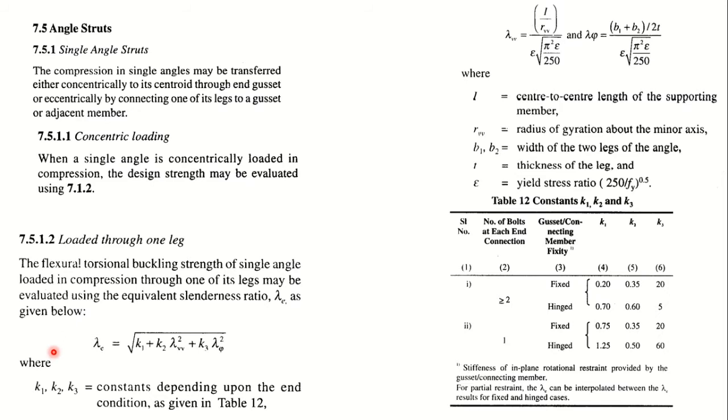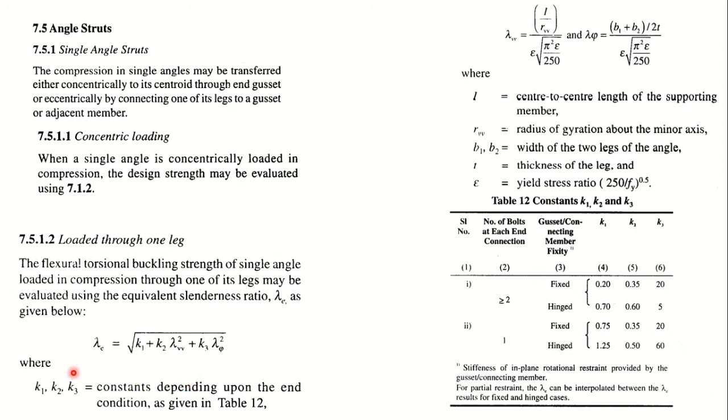So k1, k2, k3 have been given in Table 12 of the code. These mainly depend on the end connection, the number of bolts provided at the ends, and also on the fixity condition. The fixity condition is expressed as fully fixed or hinged, and the number of bolts may be more than or equal to 2, or a single bolt only. Depending on the number of bolts in the connection and whether it is a fixed or hinged condition, we can get these k1, k2, k3 factors. These are the constants given in Table 12.